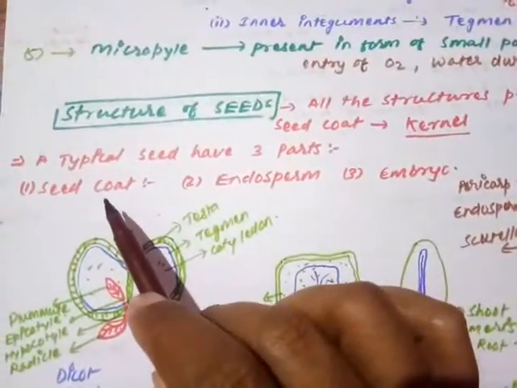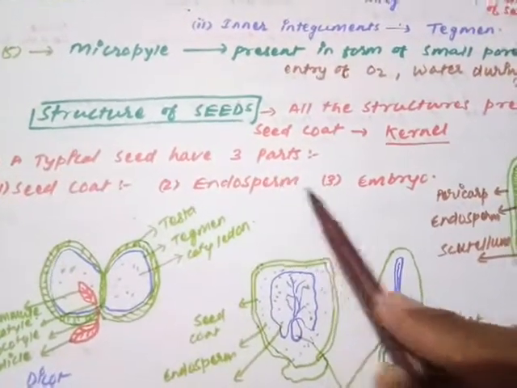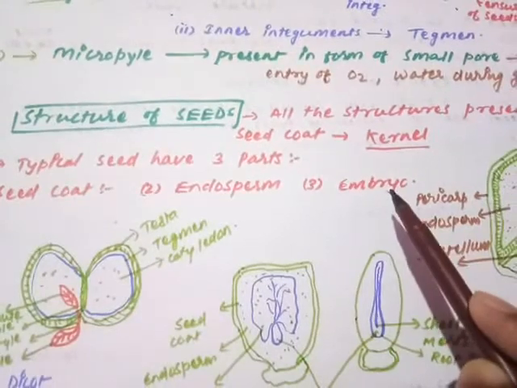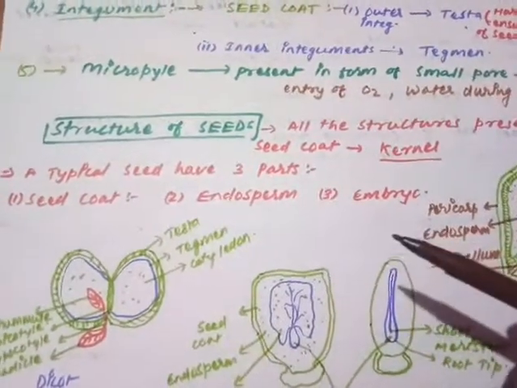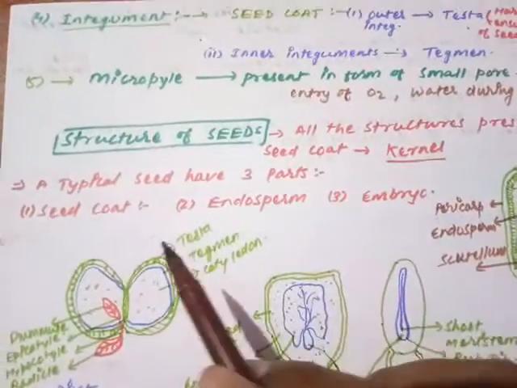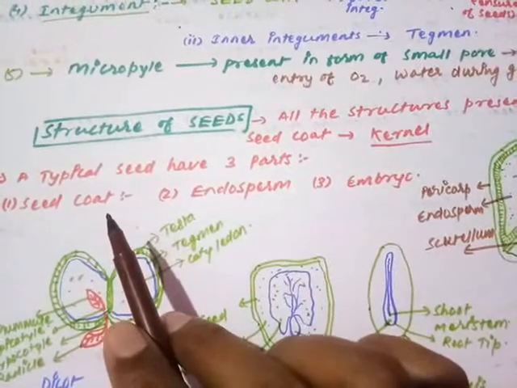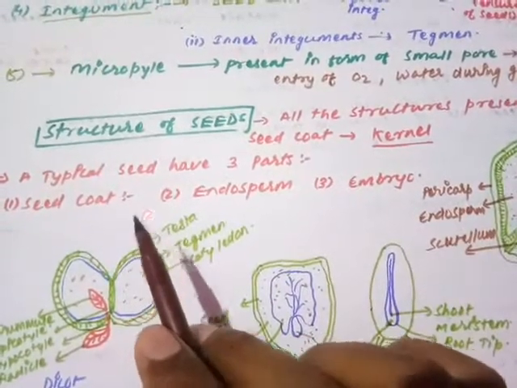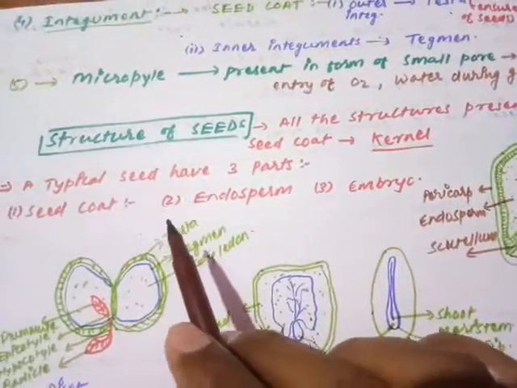The first part is called the seed coat, the second part is called the endosperm, and the third part is the embryo, that is the embryonal axis, from which the development of the root and shoot system will occur. So the seed coat we know very well. The seed coat is the peripheral region developed from the integument, testa and tegument. Two layers are there. Testa is hard and leathery. Tegument is the simple thin layer.